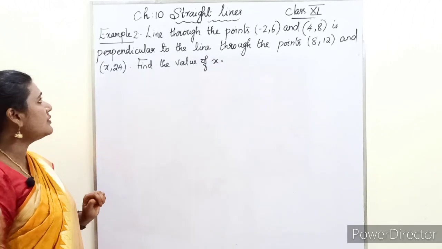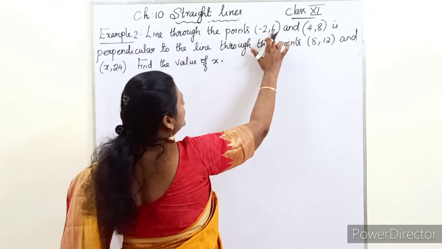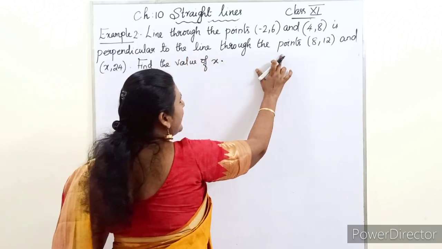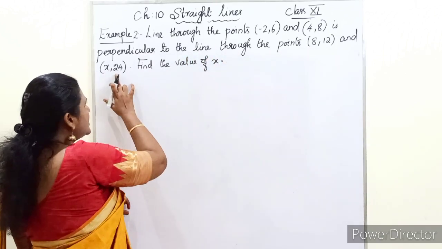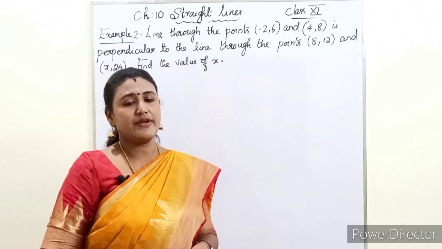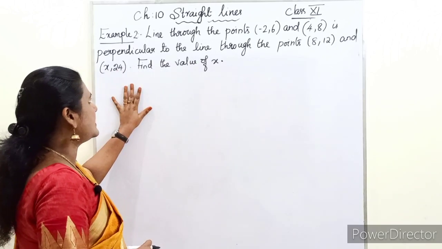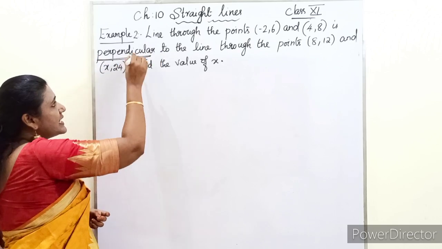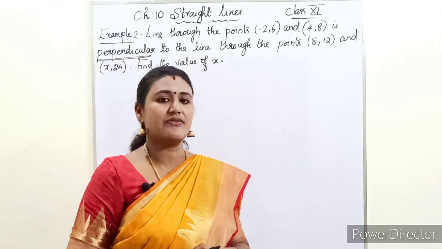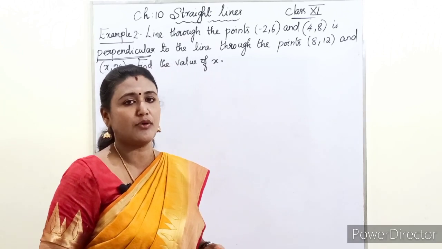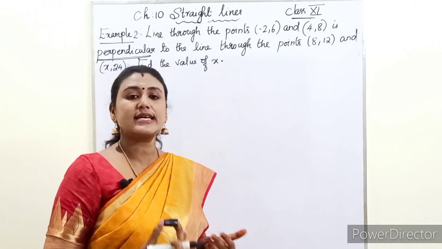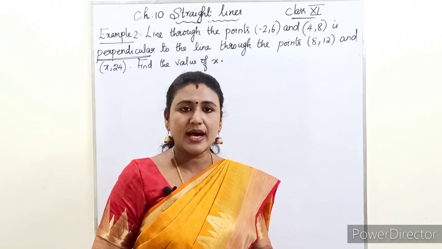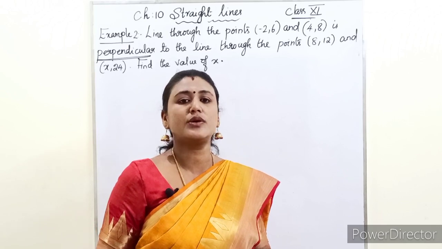Example 2. The line through the points minus 2, 6 and 4, 8 is perpendicular to the line through the points 8, 12 and x, 24. Find the value of x. Here in this question, we are given that the two lines are perpendicular. This condition is given. So we have to use the condition for perpendicularity. What is the condition for perpendicularity of lines? If two lines are perpendicular, then the product of the slopes is equal to minus 1.